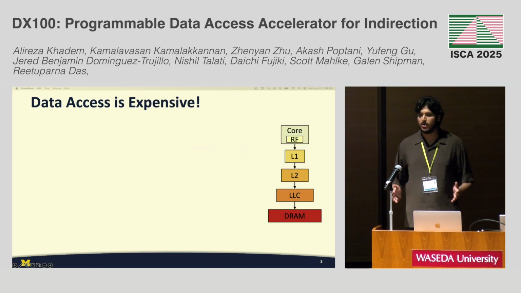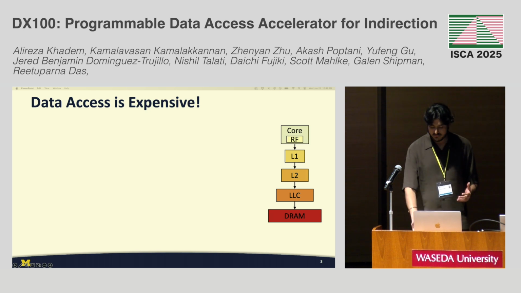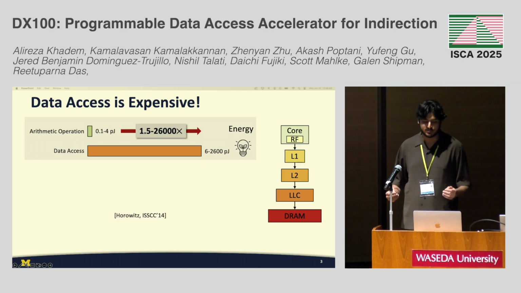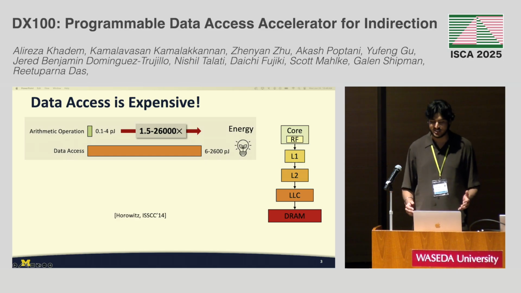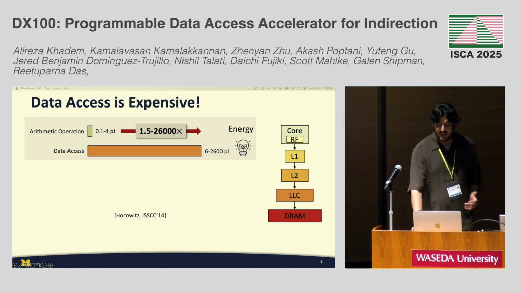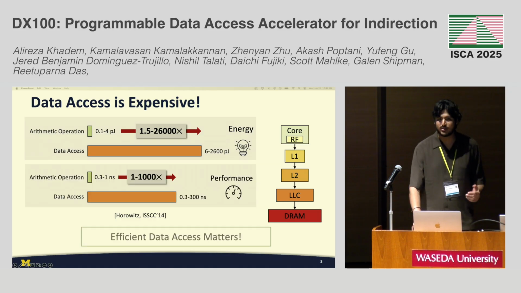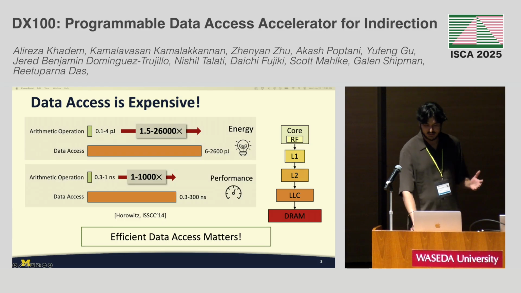To perform a computation, we need to send data from the memory hierarchy to the core. Previous works have shown that data accesses can be expensive. Specifically, it can be 1.5 to 26,000 times more expensive in terms of energy and 1 to 1,000 times more expensive in terms of performance. Therefore, efficient data access matters.